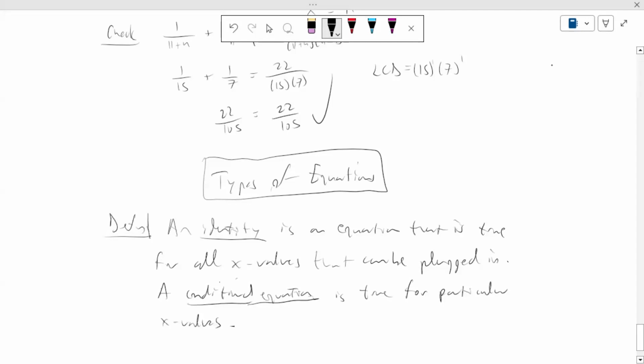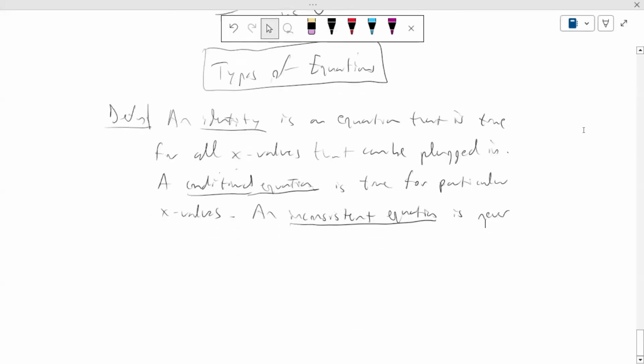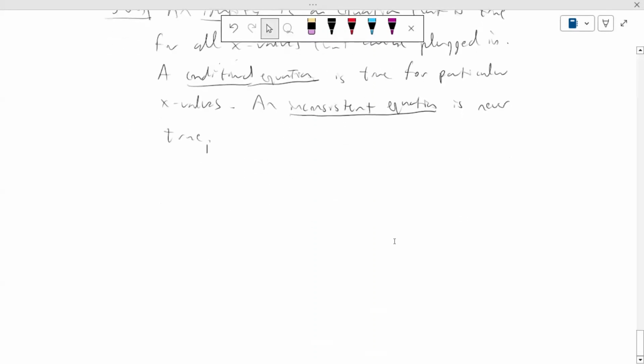Okay. An inconsistent equation is never true. Right? There are no x's that satisfy that equation. Okay, fair enough. So we've already seen examples of these. I'll just kind of point them out to you. Oh, we haven't seen an example of an identity. So let's do an identity first.